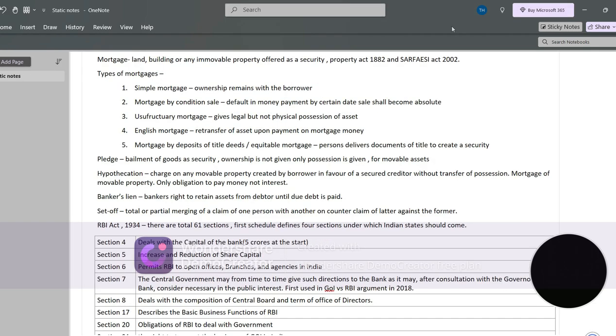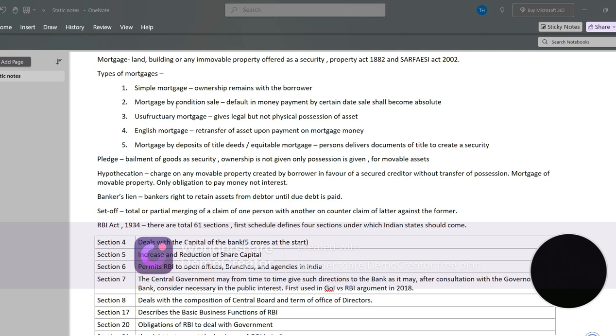Okay, so moving on. Mortgage. Mortgage can be of a land or building or any immovable property when they are given as a security for taking a sum of loan. And it comes under the Property Act 1882 and SARFAESI Act 2002. There are five types of mortgage. First is simple mortgage, in which the ownership remains with the borrower.